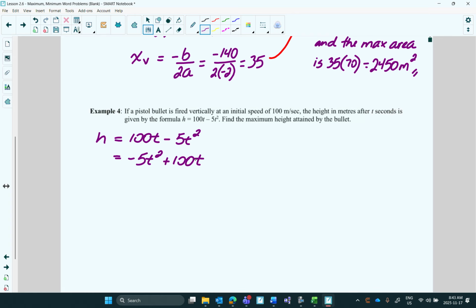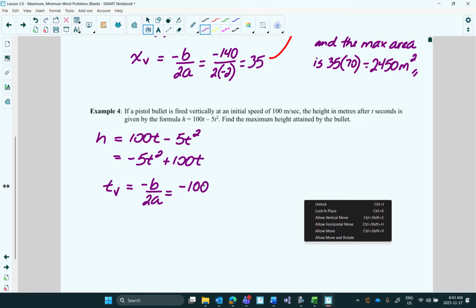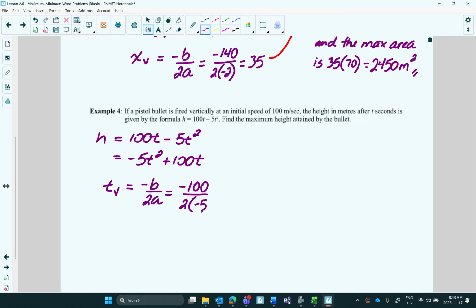Before I can find the height at the maximum, I have to find the time that it takes to reach the maximum height. So I have to find t, and again, that's negative b over 2a, which in this case would be negative 100 divided by 2 times negative 5. Which gives me 5. And that's 5 seconds. So what does this actually mean? It means the time it took for the bullet to reach its maximum height was 5 seconds.